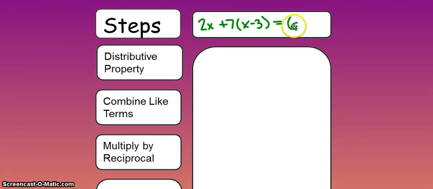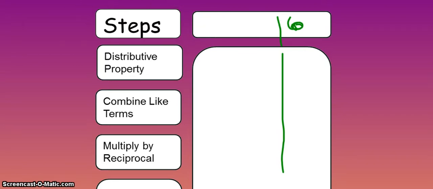Alright, we're going to draw our line all the way down here. On this one, we are going to change the subtracting to adding the opposite. So this becomes adding a negative 3. This is an adding a negative 3.